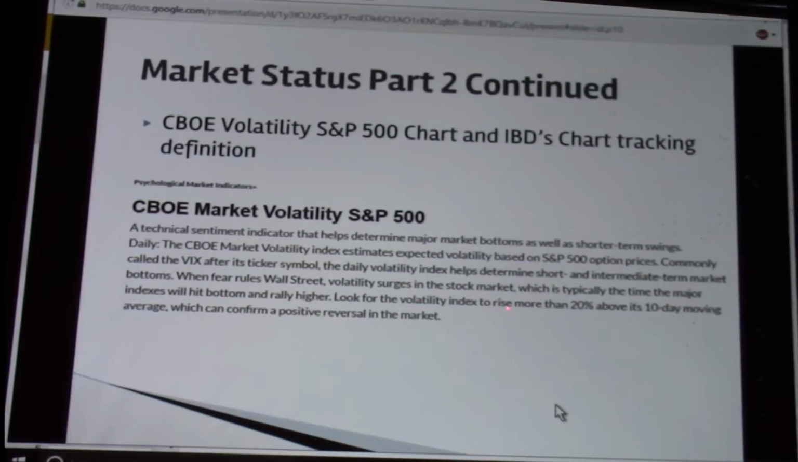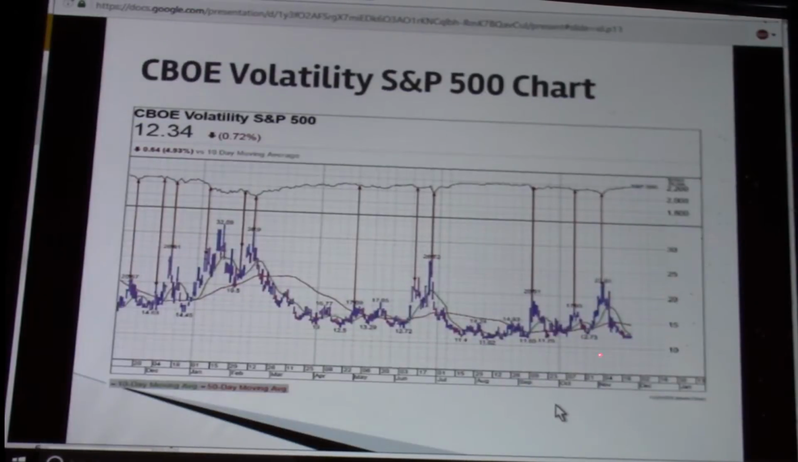So the volatility index will rise 20% above its 10 moving average. So what they're plotting, go to the next chart. This green line right here is the 10-day moving average. The red line's the 50-day moving average. If you listen to the financial channels, they're saying you want to get out of Dodge anytime it gets below 13. Well, guys, it can stay below 13 for a long time. Okay? Don't worry about that.